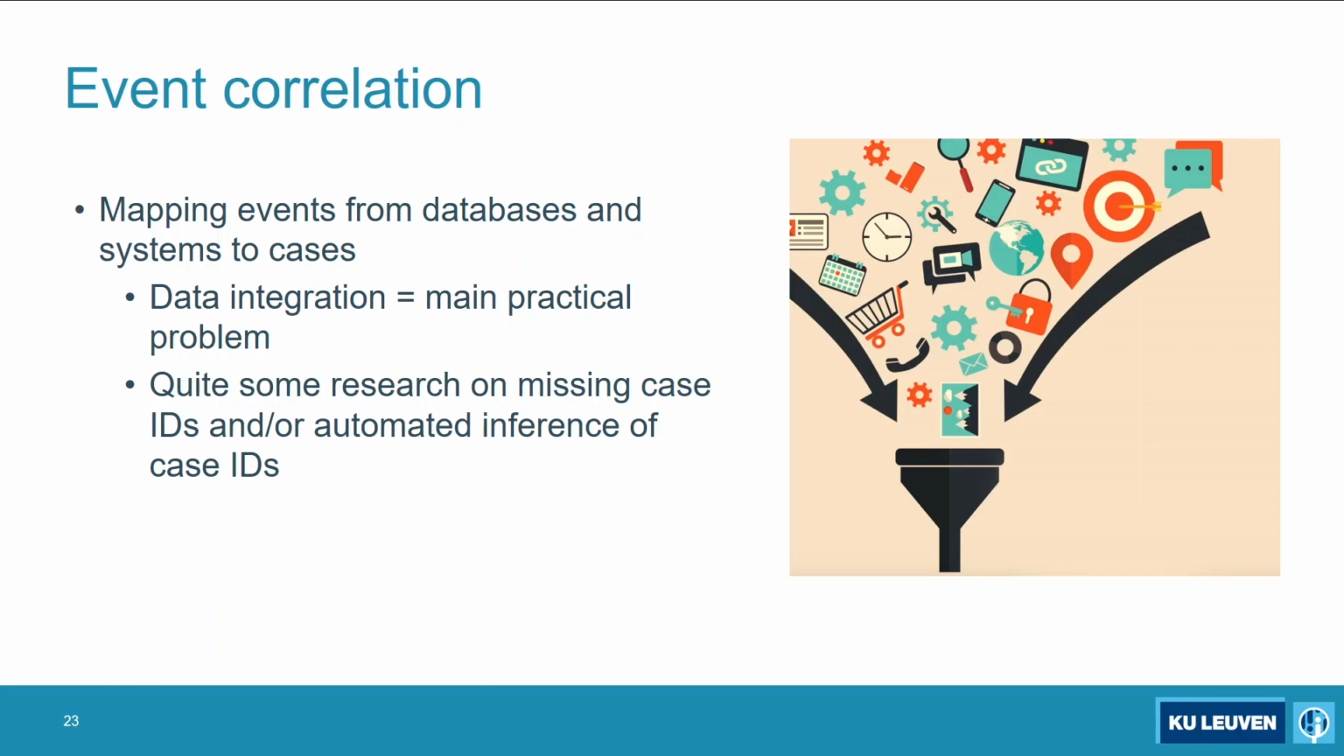On the other hand, if you look at research, we have mainly focused on problems like, for instance, missing case IDs, or how to infer a case ID from event data that has no case ID, basically. Those are concrete problems that fit within event correlation that might be present in practical problems, but basically in research that was a focus that some people have been taking.